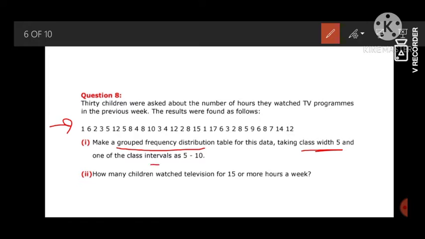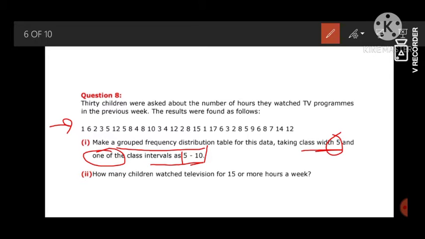one of the class intervals is 5 to 10. So first it is said that the width of the class is 5. That means the numbers like from 0 to 5, 5 to 10, 10 to 15, this will be the sort of grouping. And one of the class intervals is given. It is not the first interval. It is one of the class intervals, which is 5 to 10.